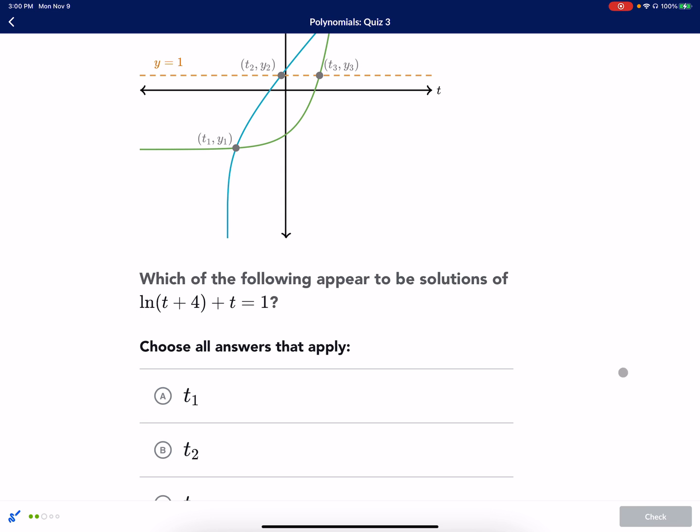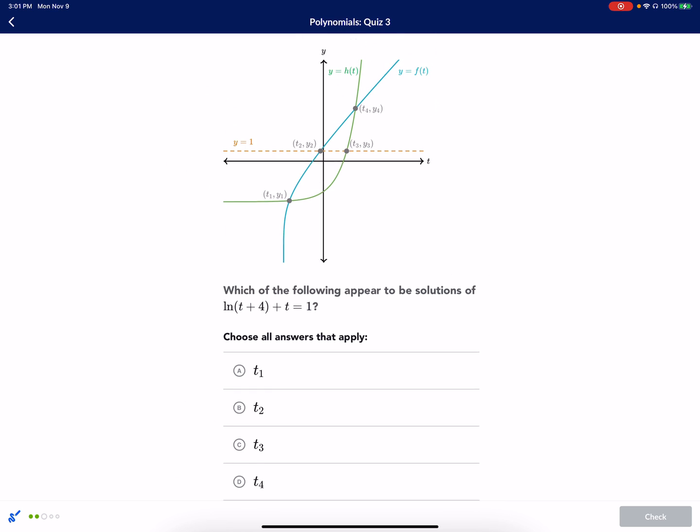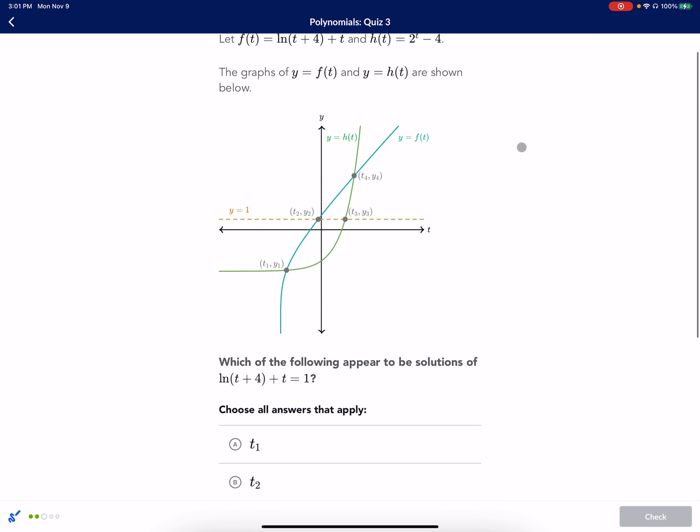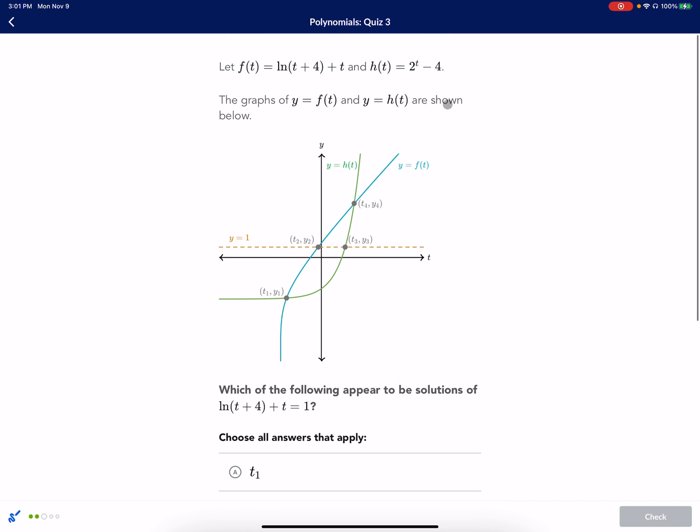Okay, let's zoom out just a little bit there. Okay, so this problem says you've got ln(t + 4) + t, and then 2^(t - 4) for the other function h of t. These are already graphed, okay? Now down below, in fact, they actually have another function on there called y equals 1. And they've got all these intersection points labeled.